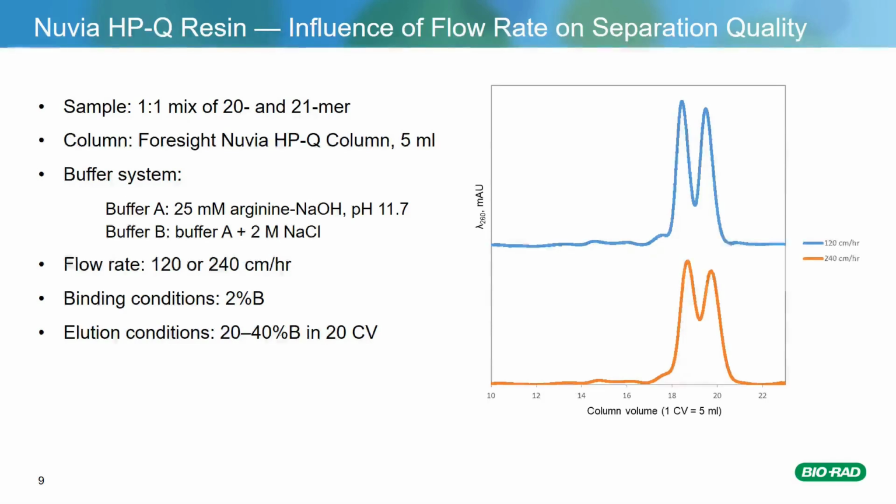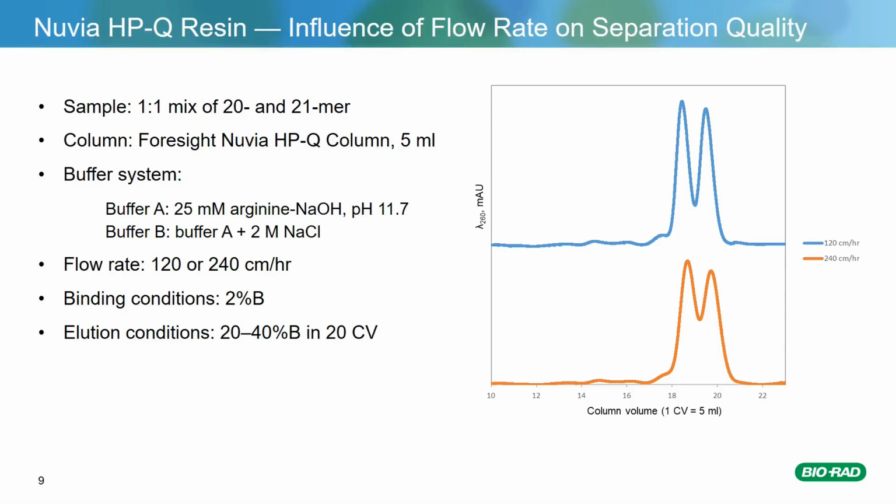Now we're going to look at the role of the flow rate on separation quality. So again, we have the 1-to-1 mixture of 20 and 21 mer over the 5 mil Nuvia HPQ column. For this experiment, we're only going to be looking at the pH 11.7, as the previous slide showed that 9.5 did not give you any real separation. We're going to evaluate flow rates of 120 and 240 centimeters an hour, and the same binding and elution conditions as before, binding in 2% B and eluting in 20 to 40% B over 20 CVs.